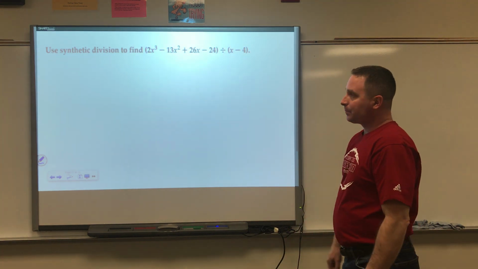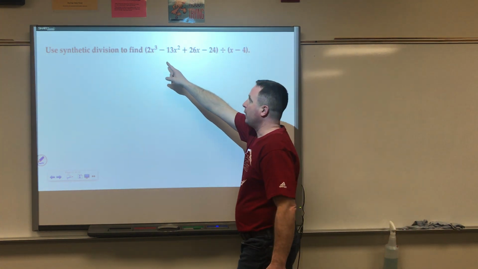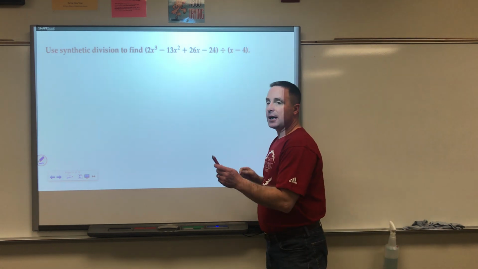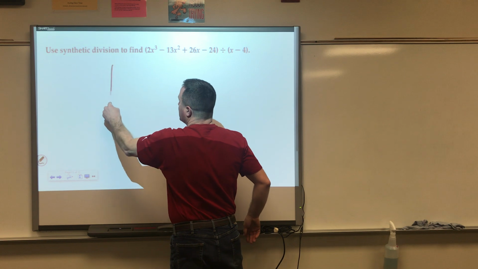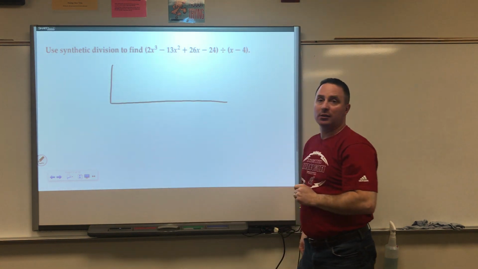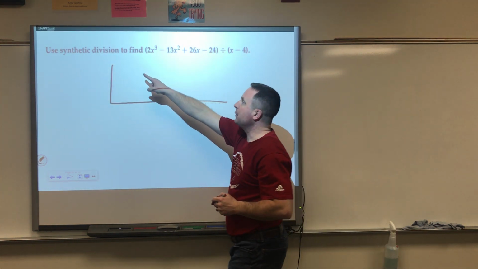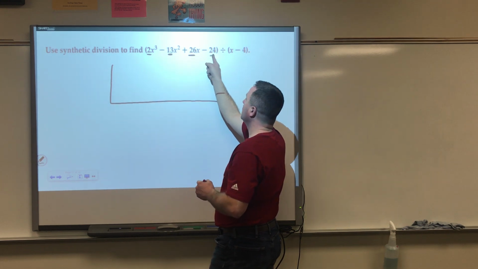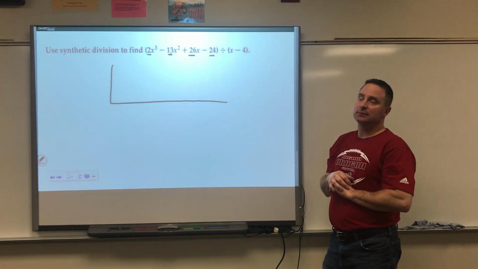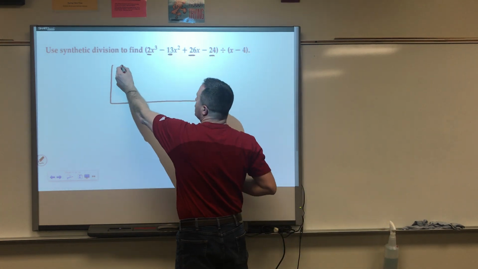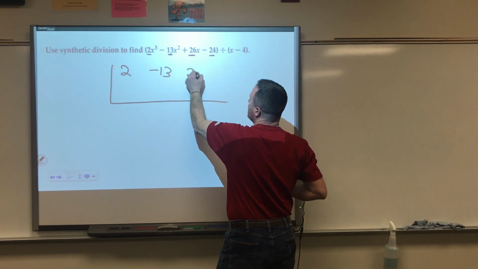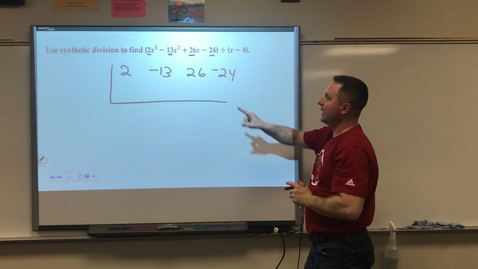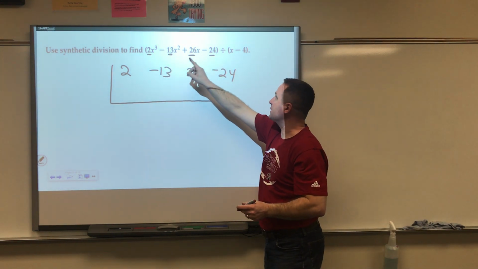I have a similar problem to what we did before: 2x cubed minus 13x squared plus 26x minus 24, divided by x minus 4. Here's how synthetic division works. We start out by writing this great big giant L, and on the top line go the coefficients of the dividend: 2, negative 13, 26, and negative 24. Just the coefficients.